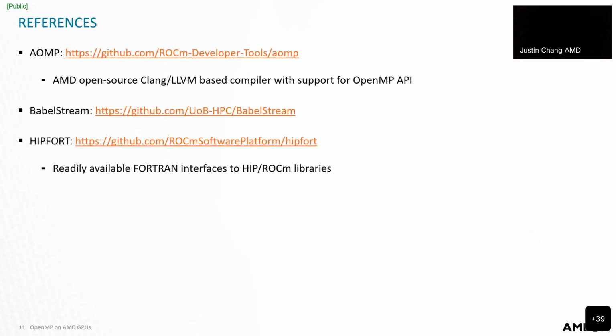I'm going to list a few references here. AOMP is AMD's open source Clang LLVM based compiler with support for the OpenMP API. This is primarily for the C backend. And as Bob alluded to in the last talk, if we want to use Fortran OpenMP offloading, we encourage folks to use the Siemens Gfortran compiler. I also listed BabelStream as well as, and this is very important, the HipFort link, which contains readily available Fortran interfaces to HIP/ROCm libraries.